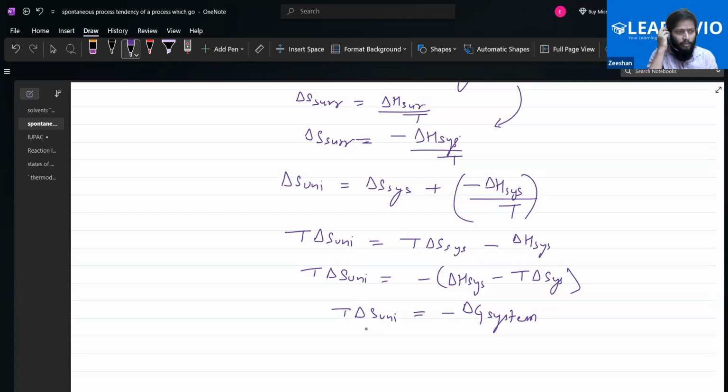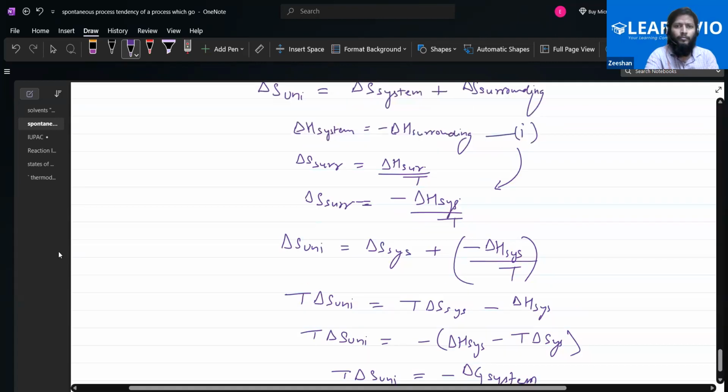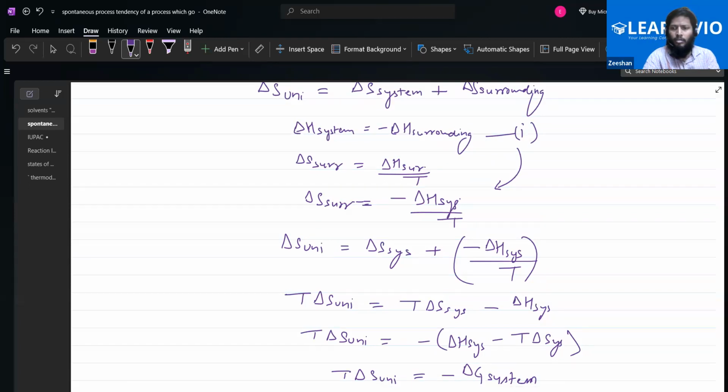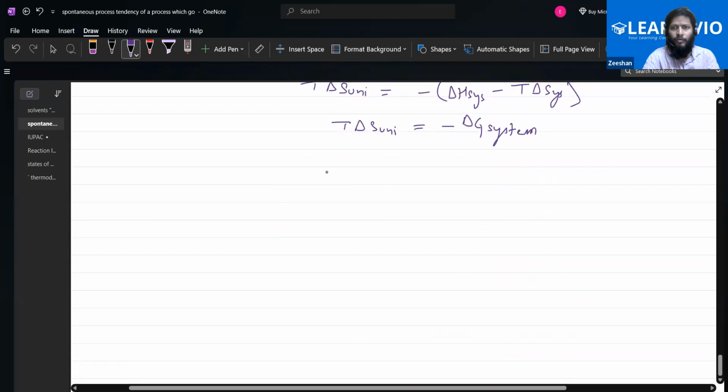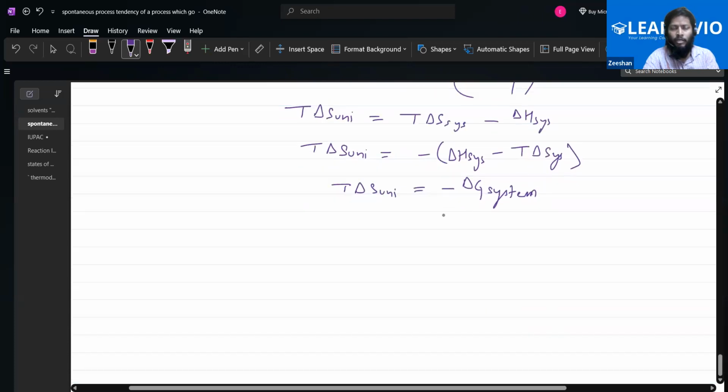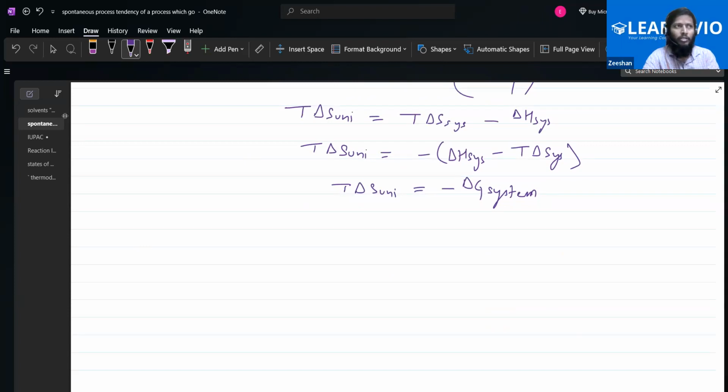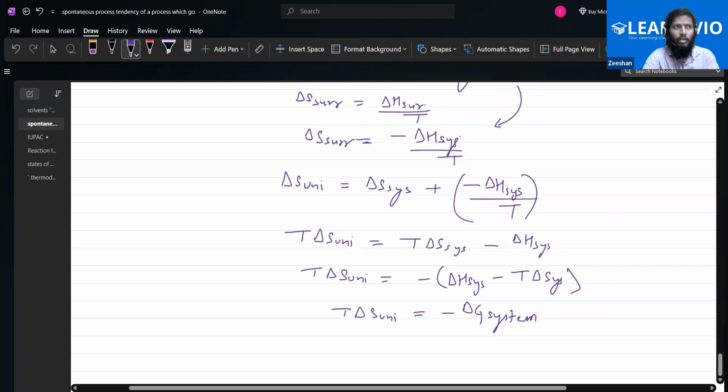Are you getting it? This final step, we just have to go through all the steps. You don't have to remember the steps. I'm just showing it. So that is it. We will do some questions and we will find delta G of some systems. We will put in the formula and we will get the answers.